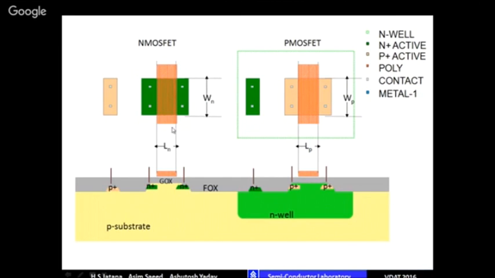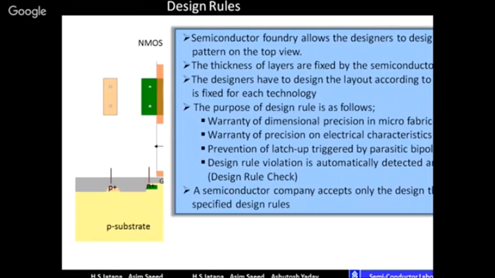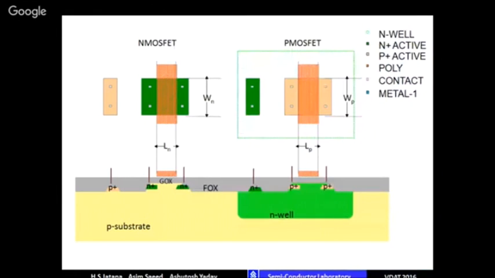Okay, so this is W. This is L. Now, what do we mean by design rules? So the design rules, you see the thicknesses of the layers. This is the cross section. In the cross section, there are various layers, various thicknesses. That is a part of the transistor definition.